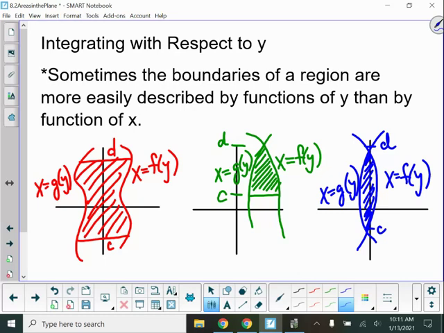You can see with the red one, we have C and D as our bounds where we're bound in between. For the green one in the middle, C is given to us, and then D is where the curves intersect. And then the blue one over here, C and D are both intersections of those curves. So again, just some representations of where it might be useful to integrate with respect to y rather than x.